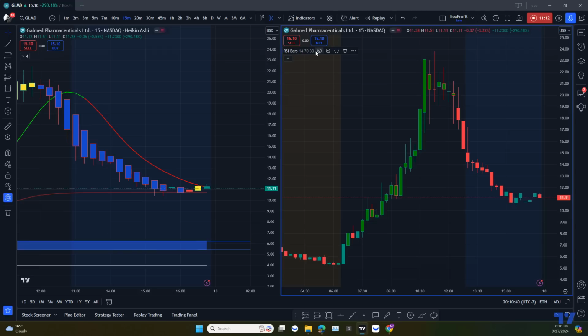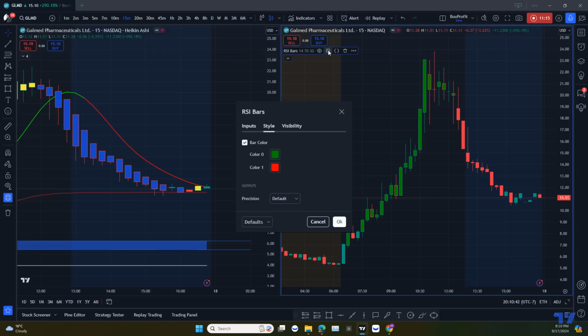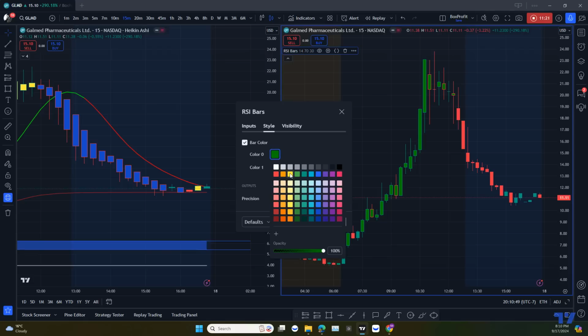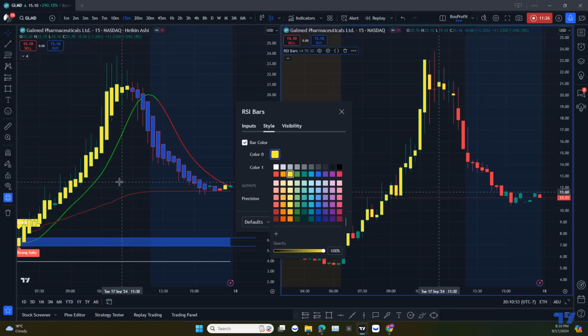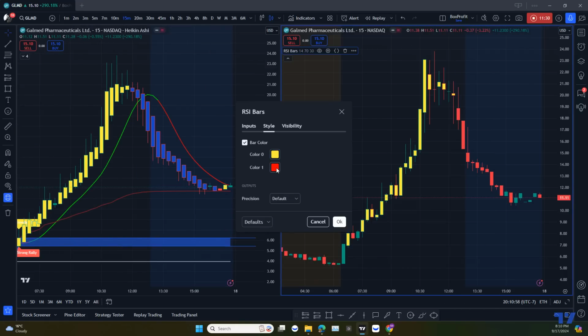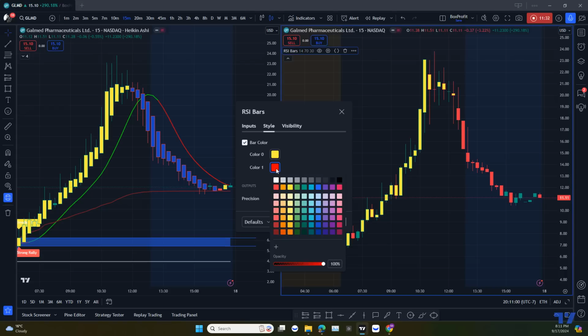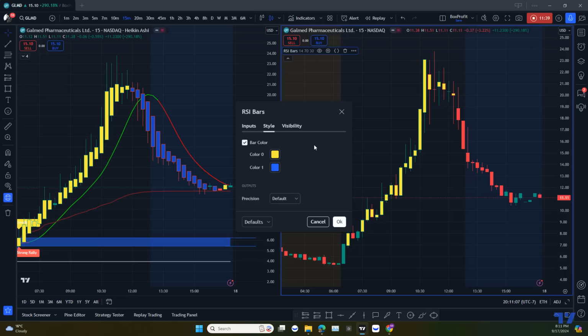So I'm going to go to the indicator here and click on settings. In the settings, I'm going to change the color for green, which is the uptrend, to yellow, which, boom, we are already starting to replicate the left hand side of the chart. Then for red, I'm going to click on that and change it to blue right there.